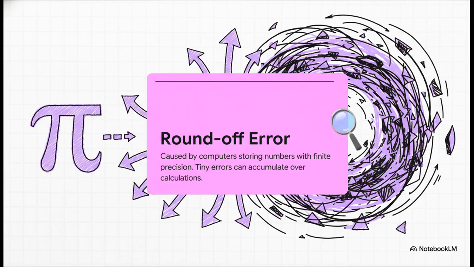It comes from the basic fact that computers store numbers with finite precision. A number like pi just has to get rounded. Now, one little rounding error doesn't seem like a big deal, but a simulation can involve millions or even billions of calculations.